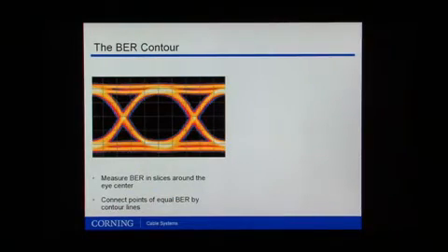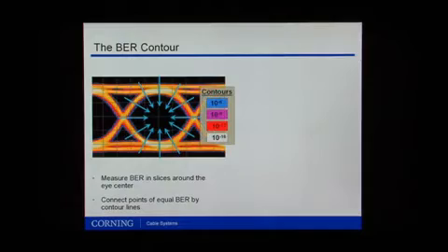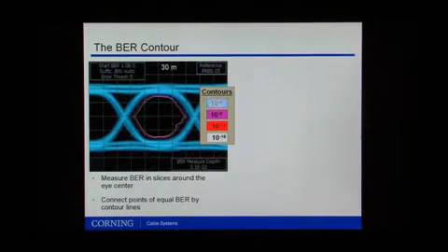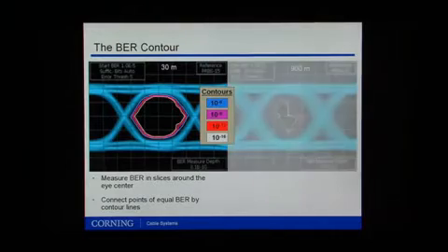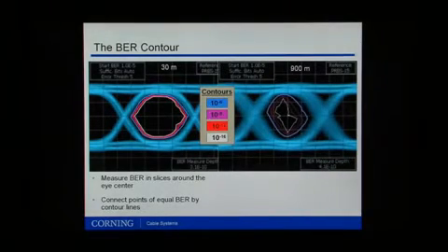We can take this a step further and form a bit error rate contour. With this, the bit error rate is measured in slices around the eye center, and then points of equal bit error rate are connected by lines to form contours from 10 to the minus 6 to 10 to the minus 16.